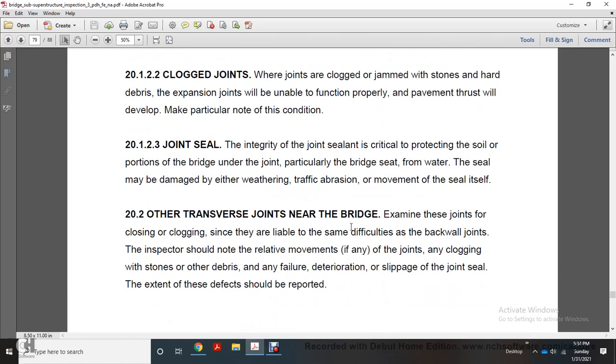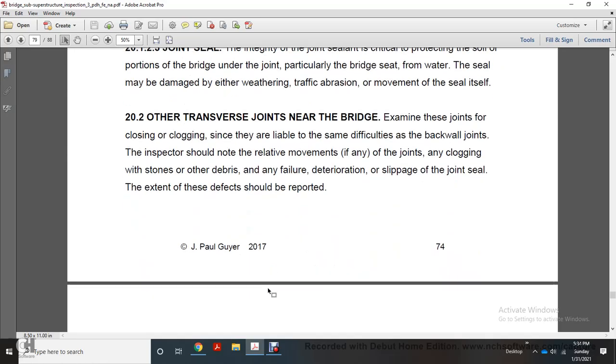Other transverse joints near the bridge: examine these joints for closing and clogging, as they are liable to the same difficulty. Back wall joints: the inspector should know the relative movements of any of the joints. Note any clogging by stones or other debris, and any failure, deterioration, or slippage of the joint seal. The extent of these effects should be reported.